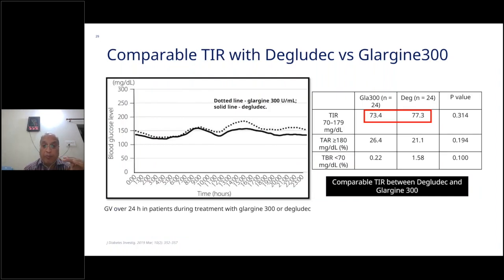Lastly, friends, comparing degludec with glargine U300, where again time in range is compared, and this is published in 2019 in the Journal of Clinical Investigation. As you see clearly in this slide, numerically, more time is spent in range with degludec, although in this study, a statistically significant difference is not seen between glargine U300 and degludec.